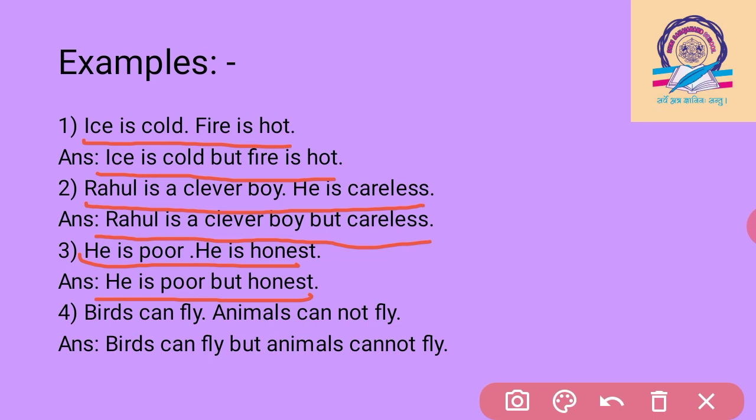Then, birds can fly, animals cannot fly. We have seen that birds can fly. We know that birds can fly, but animals cannot fly. So here the opposite idea is given: birds can fly and animals cannot fly. Here we join them by but. Birds can fly is the first sentence, and after that we write animals cannot fly, joining the second sentence with the first by using but. No words are repeated here, so we have to write the whole sentence altogether.